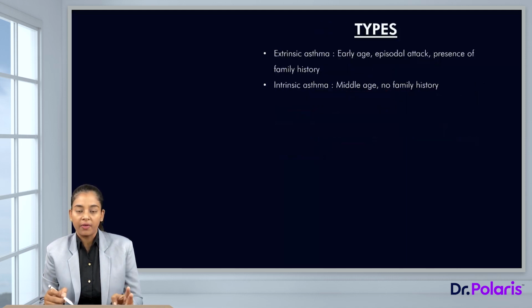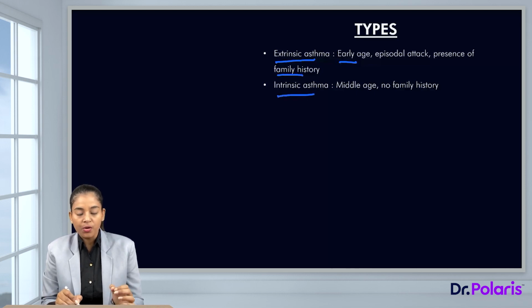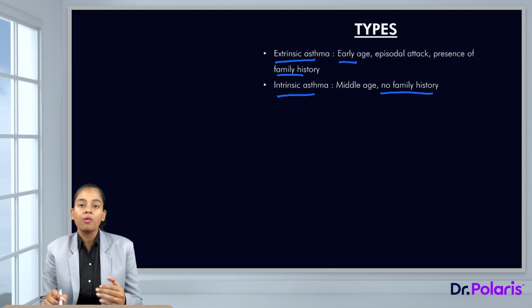There are two types of asthma. Extrinsic asthma occurs at an early age, with episodic attacks of asthma and a presence of family history. Intrinsic asthma usually happens in middle age with no family history. Before moving on to the drugs, we'll see what pathophysiological changes take place in the lungs when there is an attack of asthma.